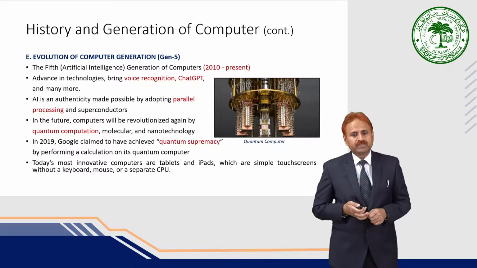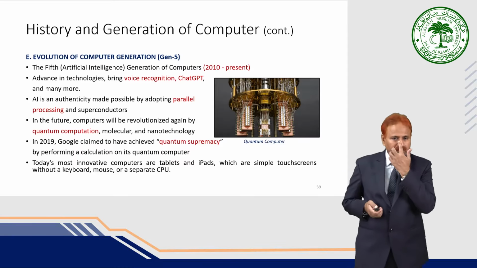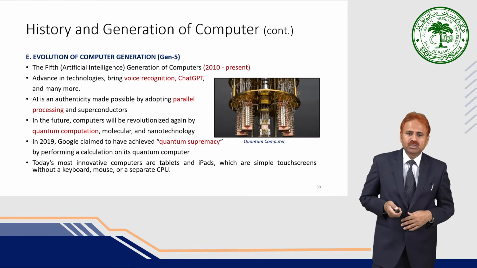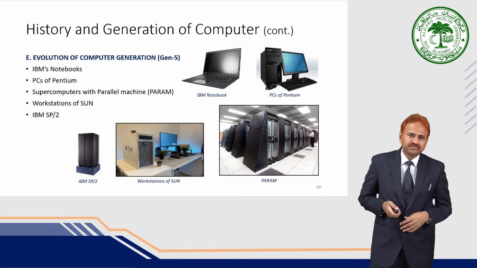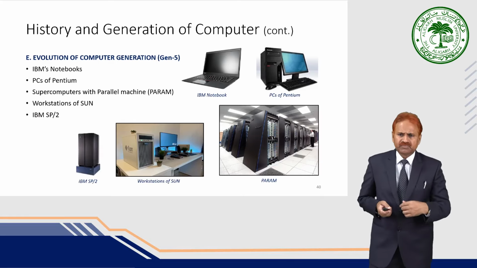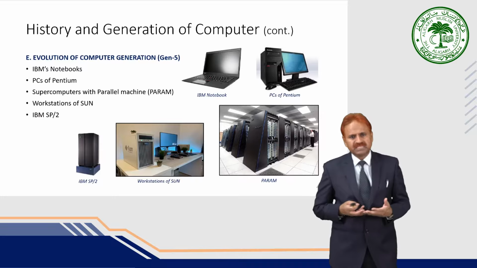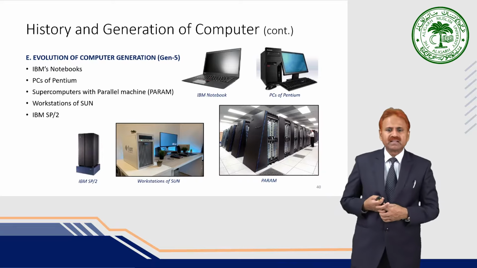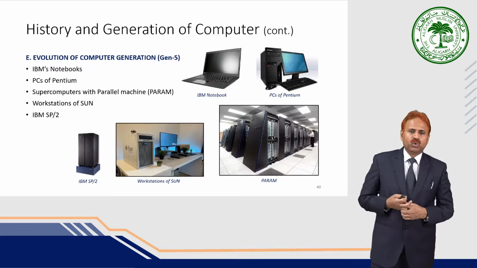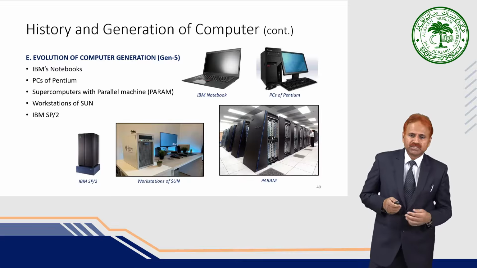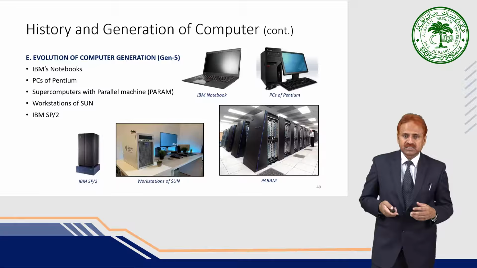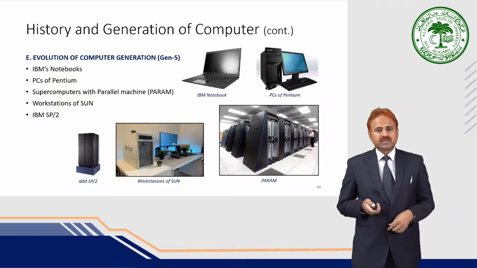Today's more innovative computers are tablets and iPads, which are simply touch screens without a keyboard, mouse, or a separate CPU. So you can see here, these are some of the examples of fifth generation computers: IBM's notebook, PCs of Pentium, supercomputers with parallel machine known as Param, workstation on Sun, IBM PS2. So these are some of the examples of the fastest computers of this era.